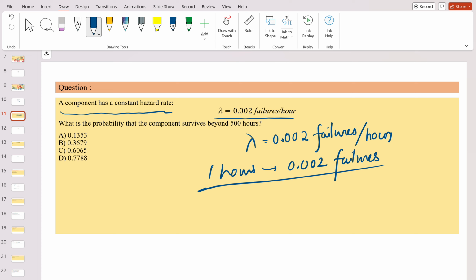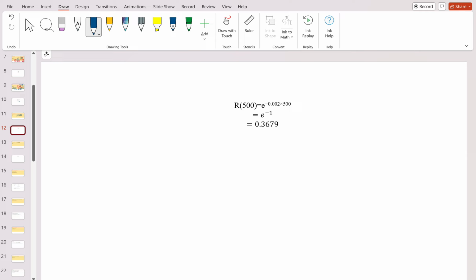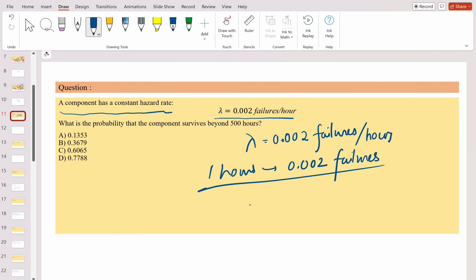Okay, so the probability that the component survives beyond t, which is greater than 500 hours. So there is one equation for finding out the probability, the reliability basically, that the component survives. The formula is e to the power minus lambda t.